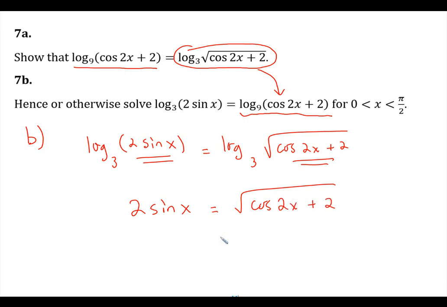Okay, so we've got our trig equation set up, so now we need to solve this. Remember our interval is from 0 to pi over 2, so we'll keep that in mind when we find our solutions later. Okay, so from here, the first thing I would do is square both sides. If I square both sides, that's going to give me 4 sine squared x is equal to, and then this will leave me with cosine 2x plus 2.